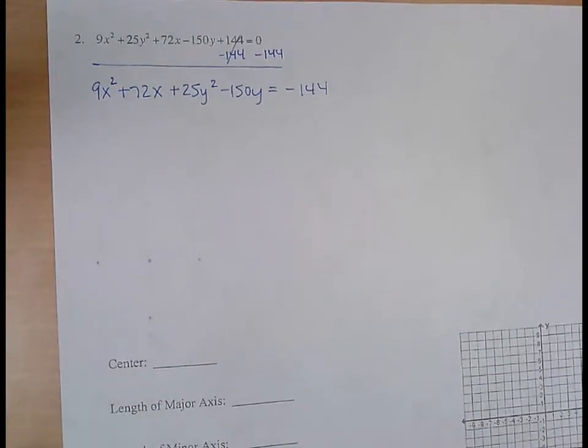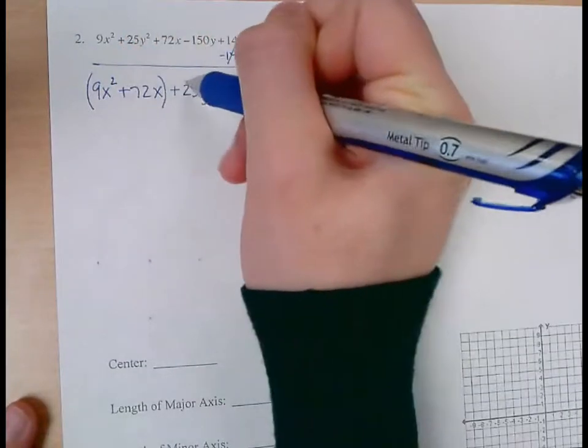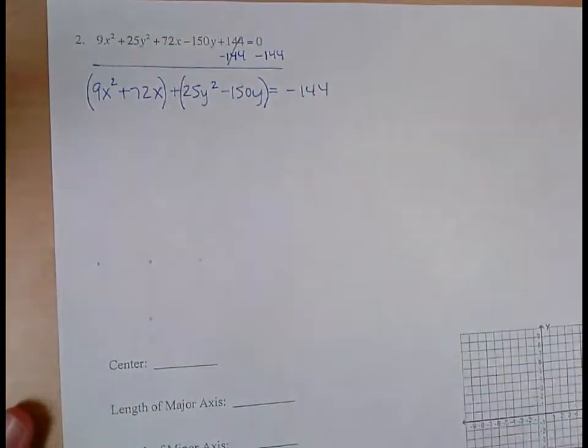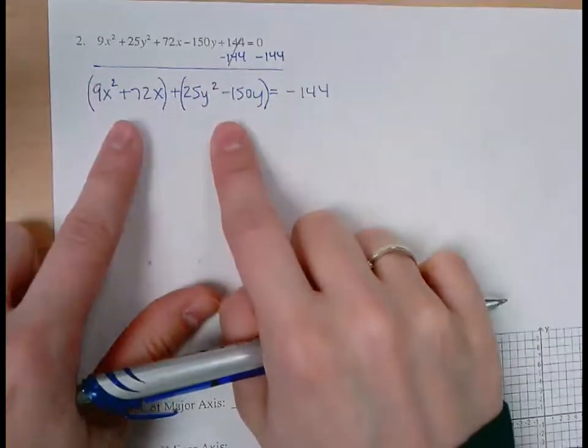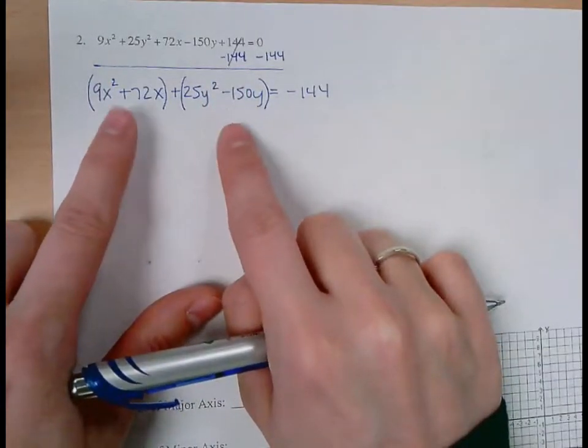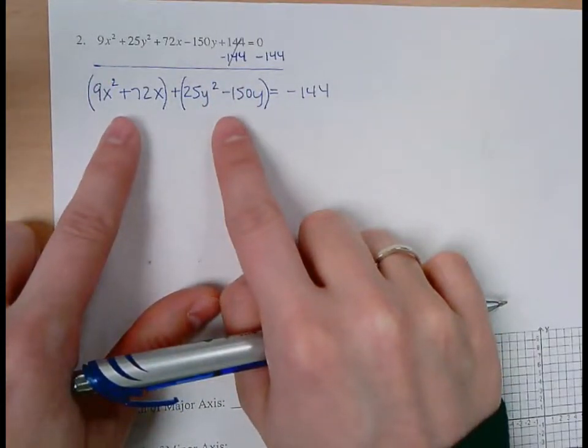And in order to get those quantities that are being squared for x and y, we're going to have to complete the square for both. So I'm going to group the x's, group the y's. However, before I complete the square for either of these, what do we have to do before we can complete the square?